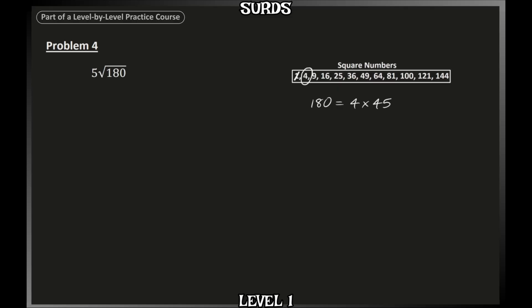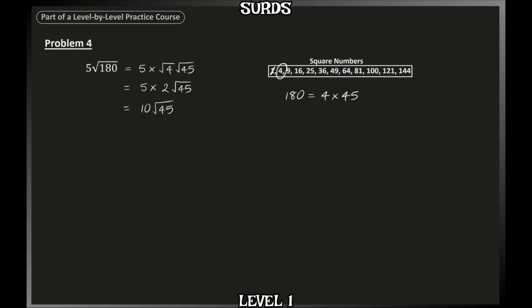So that means 5 times the square root of 180 can be written as 5 multiplied by the square root of 4 times the square root of 45. Now the square root of 4 is 2, so this becomes 5 multiplied by 2 root 45, and because 5 times 2 is 10, this becomes 10 root 45. Now the question here is, can we split the 45 up again and simplify further? And so we need to know whether 45 can be divided by any of the numbers on our list of square numbers greater than 1.